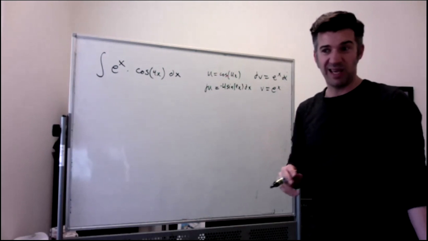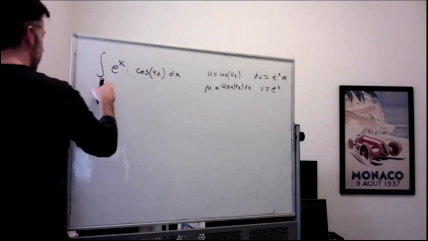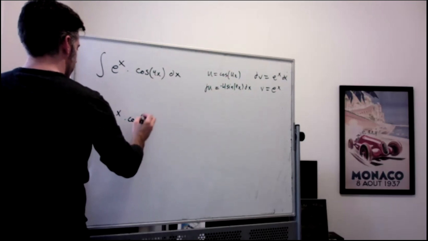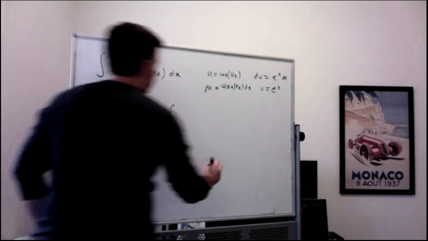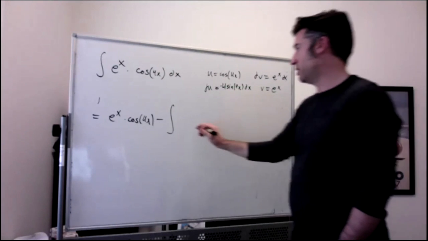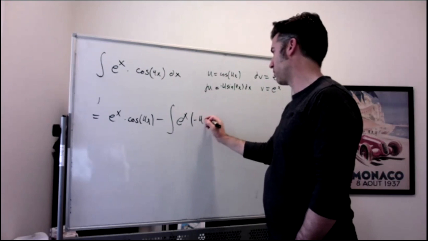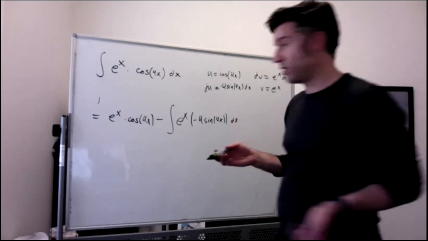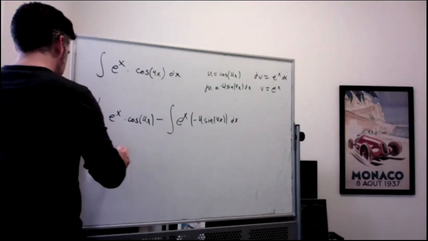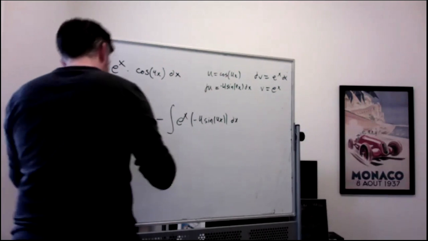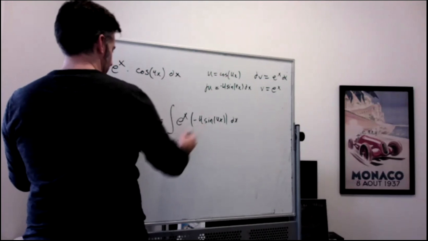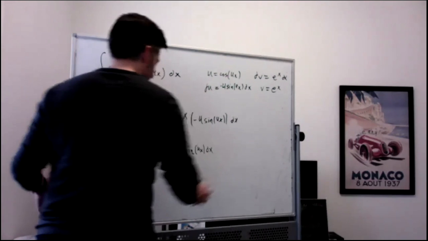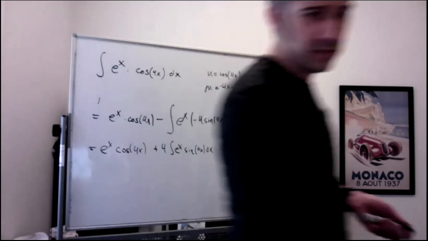So here's what we get. It's going to take a minute. This thing here is equal to uv minus the integral of v du. So it's going to be e to the x times negative 4 sine of 4x dx, which I would then rewrite as e to the x cosine of 4x, minus a minus is plus, we'll bring out the 4, integral of e to the x sine of 4x. And now we have to do another integration by parts.